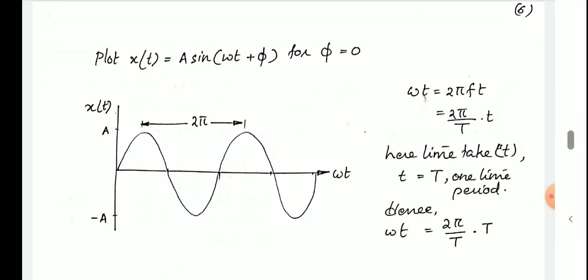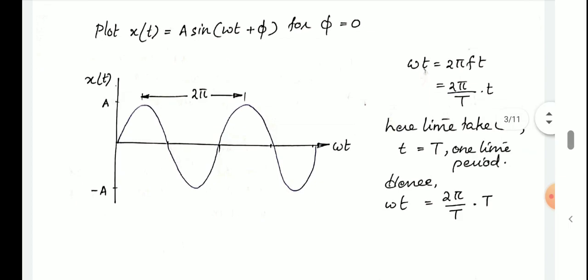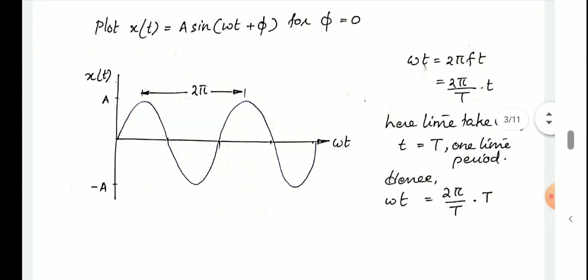Now if we plot a graph for that particular equation, x of t is equal to A sine omega t plus phi, for phi equal to 0, the graph will be a sinusoidal function. The distance between two successive amplitudes will be 2 pi, and how the 2 pi is occurring is given in the right hand side equation. Pay close attention to that one.